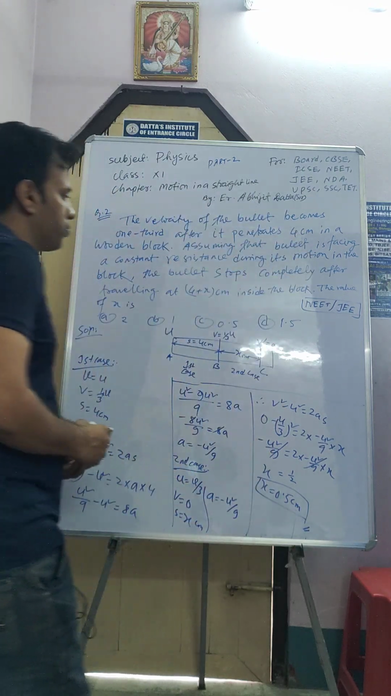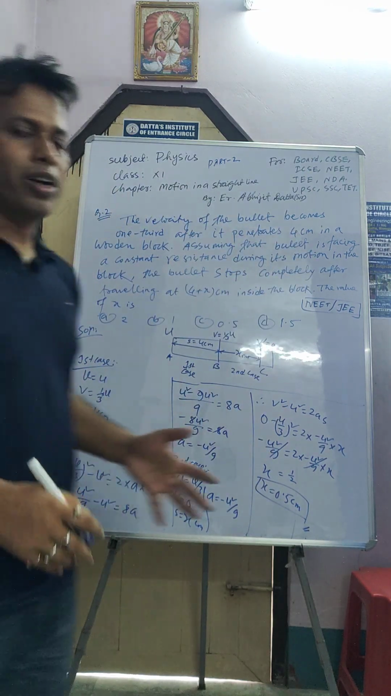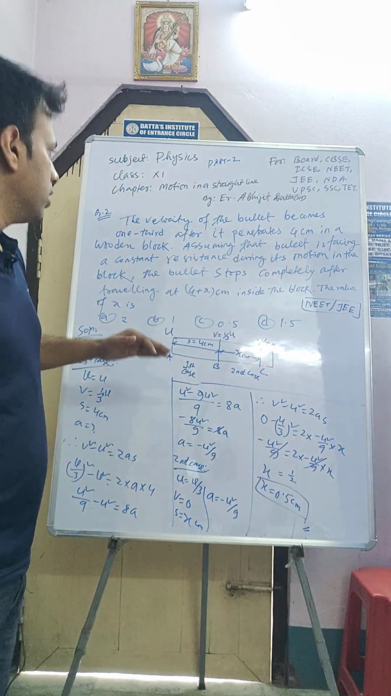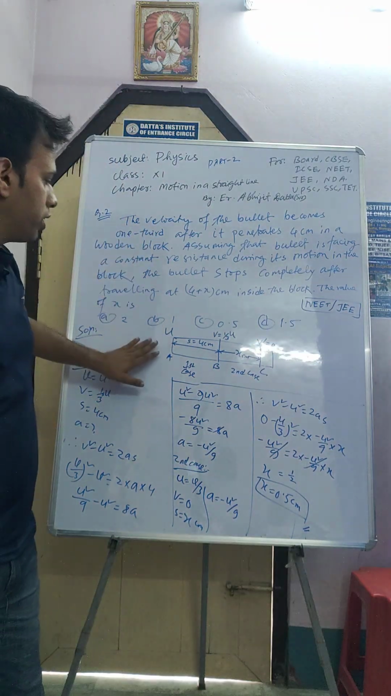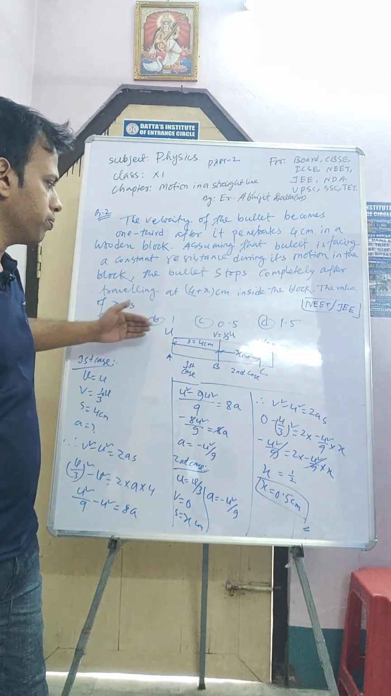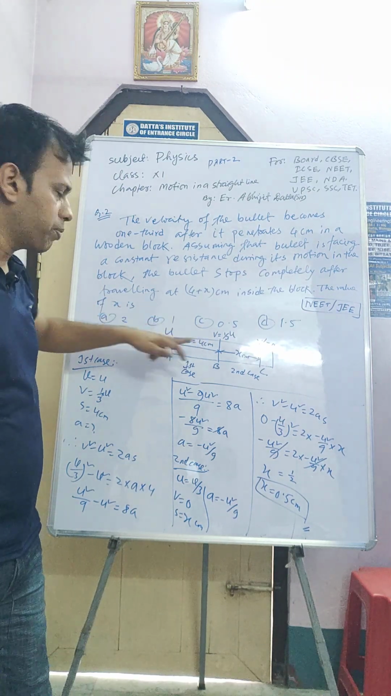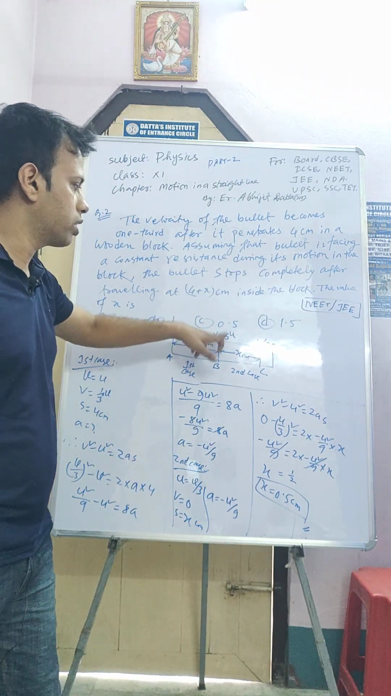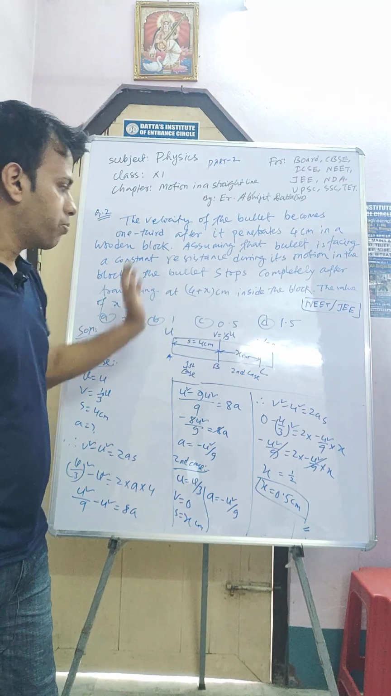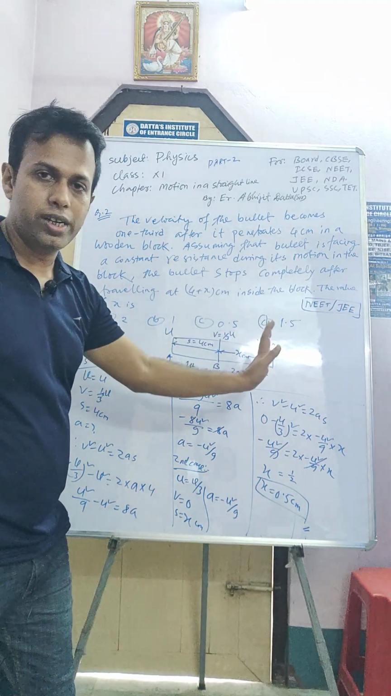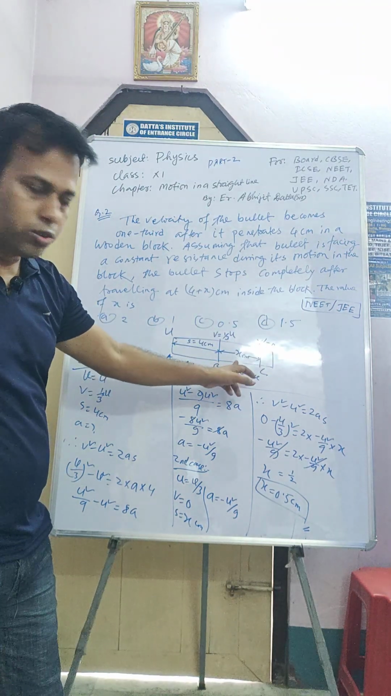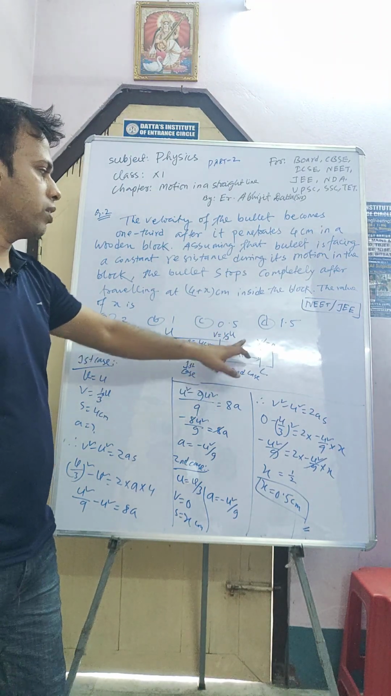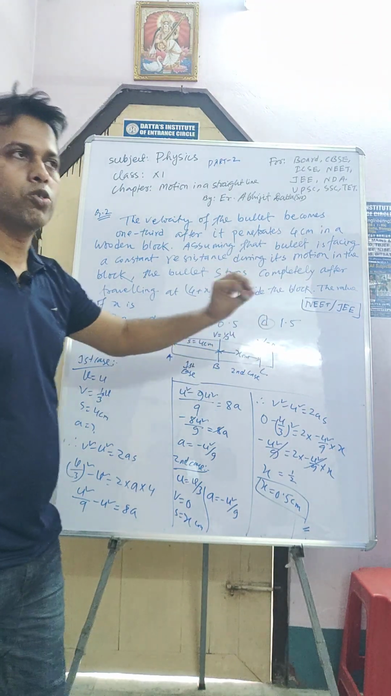Got my point? Okay, let me explain in short. They have given a bullet moving in a wooden block, and after penetrating 4 centimeter, its velocity becomes 1/3 of the previous one. After that, how much distance will it travel, that is x, we have to find out, so that the velocity of the bullet is 0, that is, the bullet will be stopped.